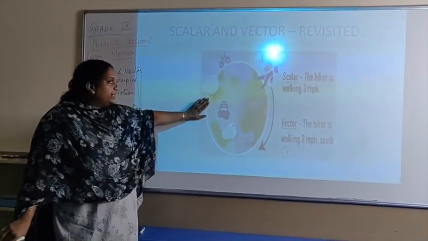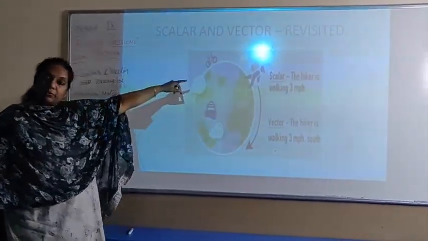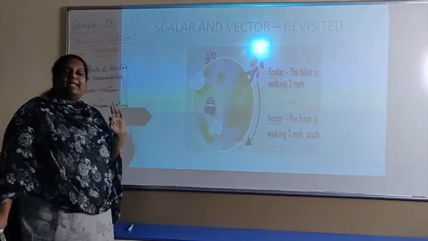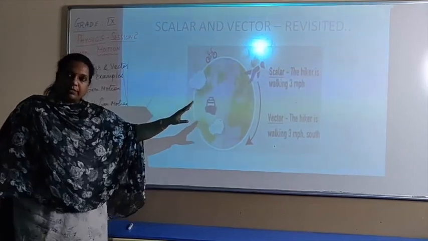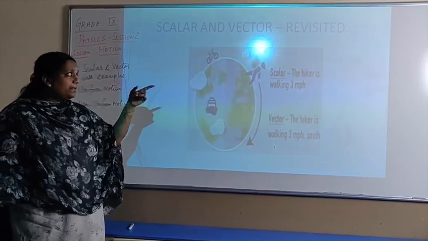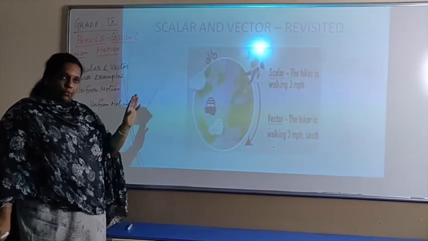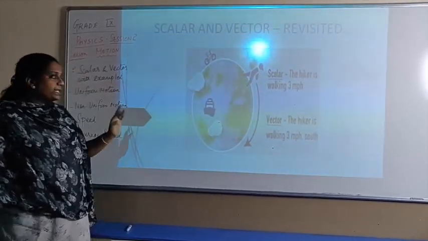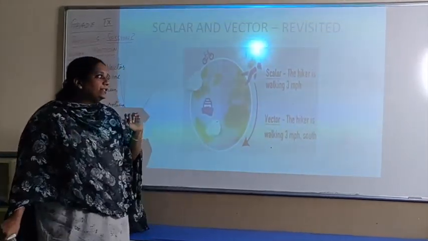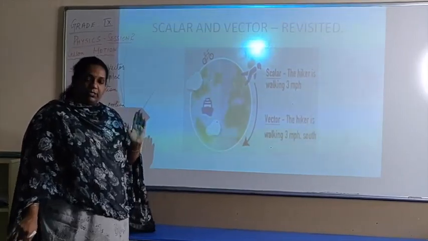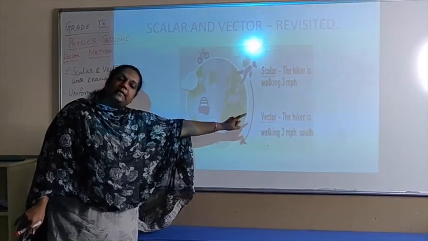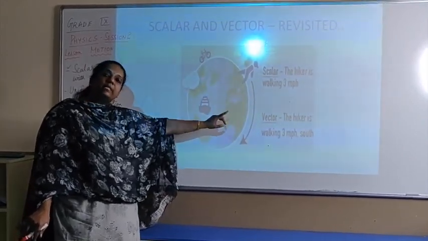Now look at the picture here. You can see a hiker, a person who's hiking. When I say that the hiker is walking at 3 miles per hour, I am talking about his speed, which is a scalar quantity. Am I mentioning the direction here? No. So this has become a scalar quantity. But on the other hand, if I tell you that the hiker is walking 3 miles per hour south, then this becomes a vector quantity because I am defining the direction in which the movement is happening.